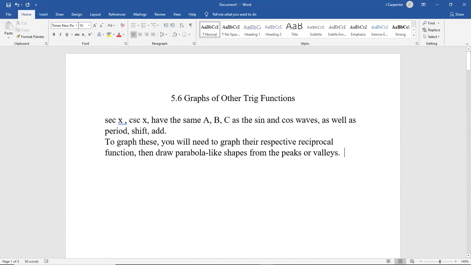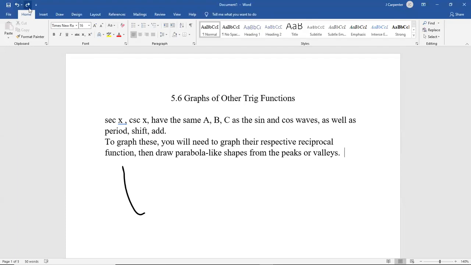Once you get that wave, what you will then do is draw parabola-like shapes. I'm not saying parabolas, I'm saying parabola-like. We know a parabola does this, but parabolas go, and I'm doing this exaggerated, left and up forever, or down and left and down and right forever. That's a real parabola.